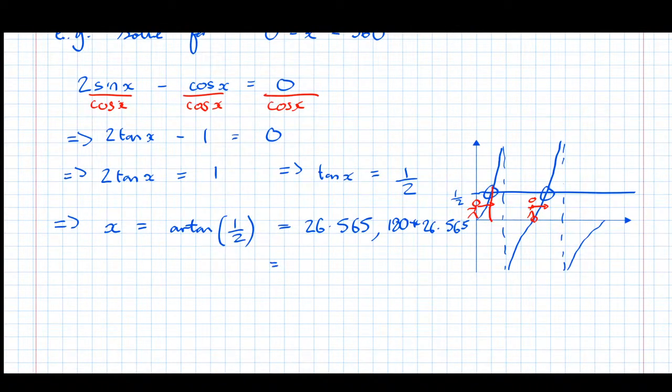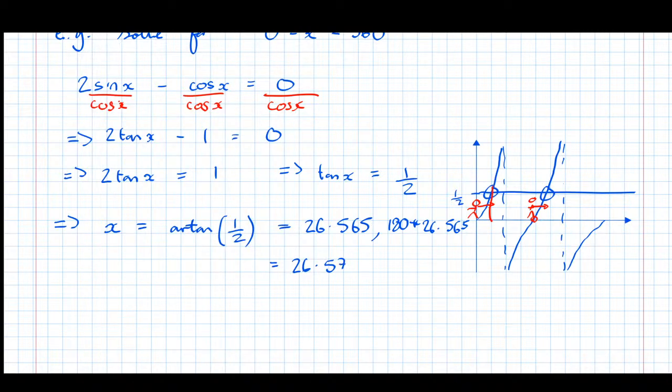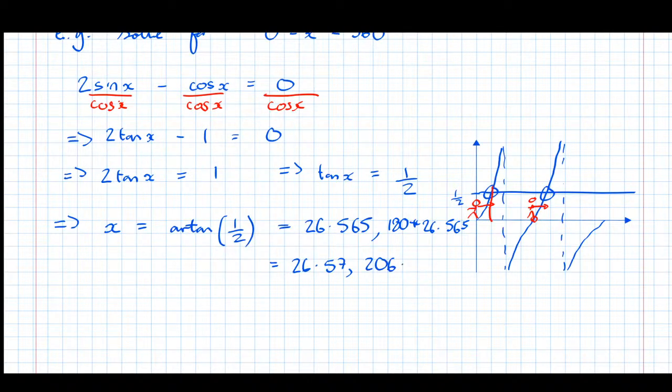Equals. So now let's give the answers to 4 significant figures, say. It's not specified, so 26.57. And add 180. 4 significant figures, 206.6. And there's our 2 answers.